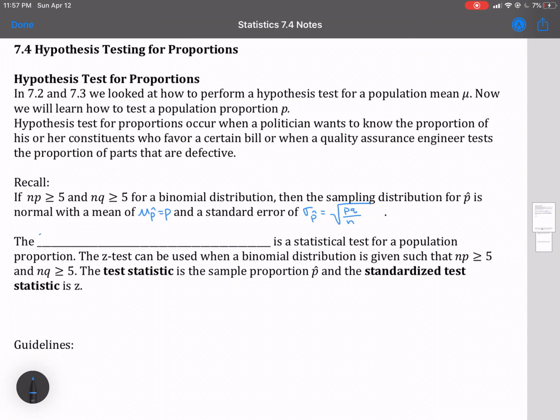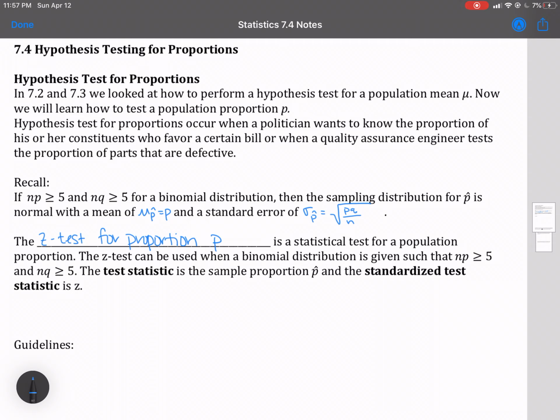So then the z-test for proportion p is a statistical test for a population proportion. The z-test can be used when a binomial distribution is given, such that np is greater than or equal to 5 and nq is greater than or equal to 5. The test statistic is the sample proportion p hat, and the standardized test statistic is z.